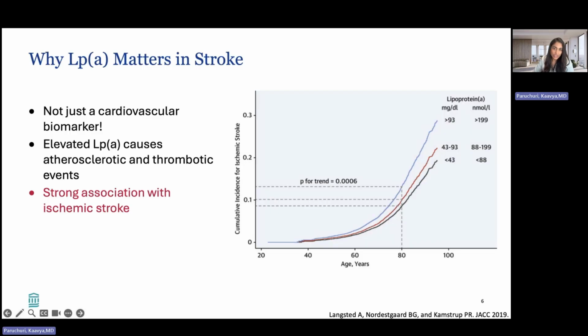What's striking here is that these curves track pretty closely together early in life, but begin to diverge with aging, reflecting the cumulative exposure to elevated LPA. By older age, individuals with the highest LPA group have a visibly higher incidence of ischemic stroke compared to those in the lowest group. And there's a statistically significant trend across the categories. Quantitatively, compared with individuals in LPA below 10 milligrams per deciliter, which represents lower than 50th percentile, those with levels above 93 milligrams per deciliter, representing above the 96th percentile level, had a 60% higher adjusted risk of ischemic stroke.